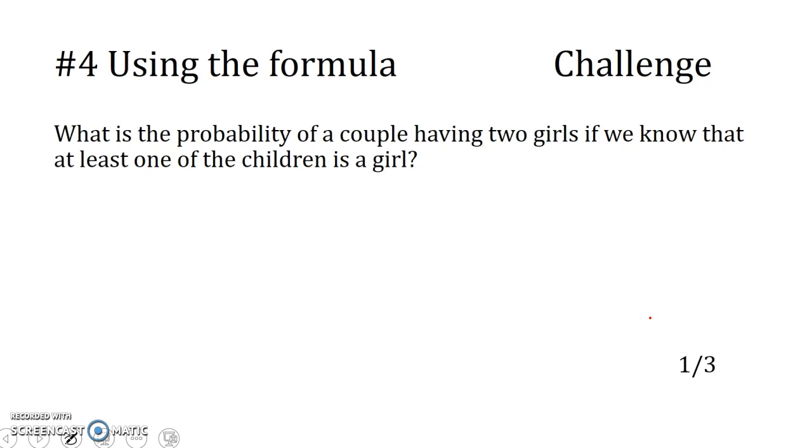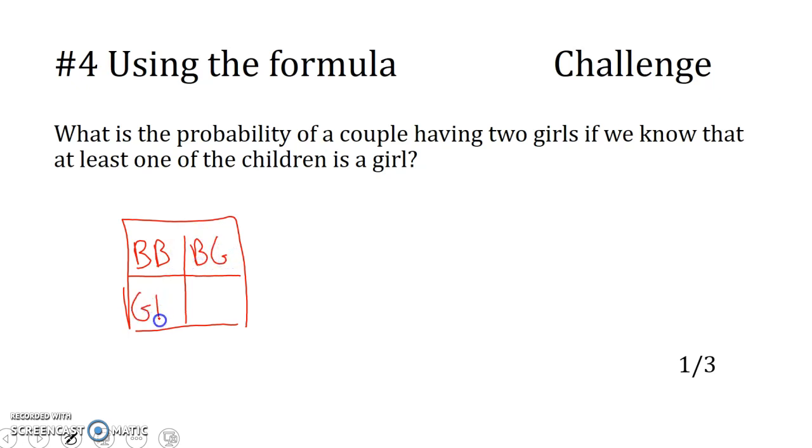What is the probability of a couple having 2 girls if we know that at least one of the children is a girl? Well, here's what we know. We could have 4 different situations happen. We can have a couple having 2 kids, and the first one's a boy and the second one's a boy. We could have a boy and then a girl. We could have a girl and then a boy. Or we can have a girl and then a girl. And I believe those are the only options that we could have for having two kids. You either have two boys, you either have two girls, or you have one of each. And if you have one of each, the boy could be the oldest and then the girl, or the girl could be the oldest and then the boy.